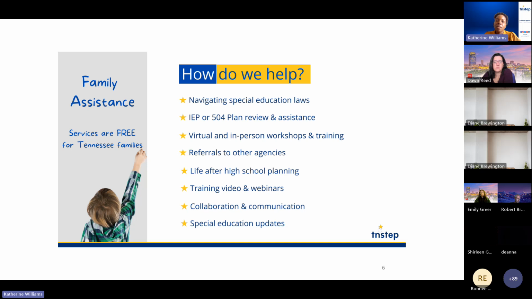And then if there is something that comes into play and we are not able to help a family with that, we are able to refer out to other agencies.